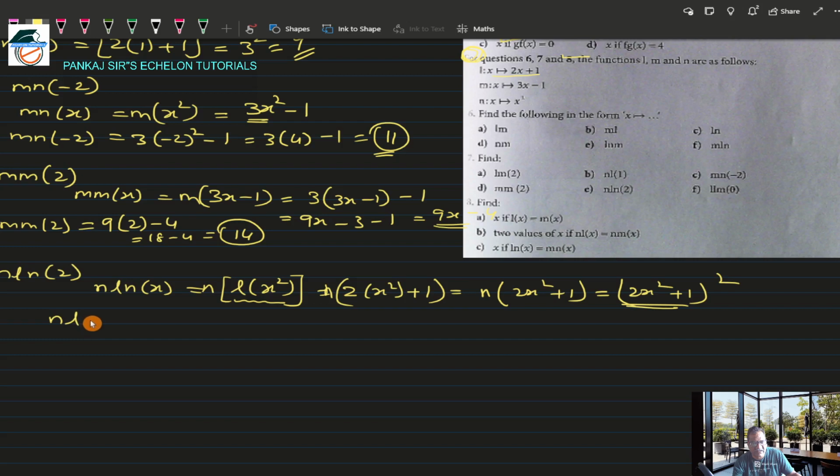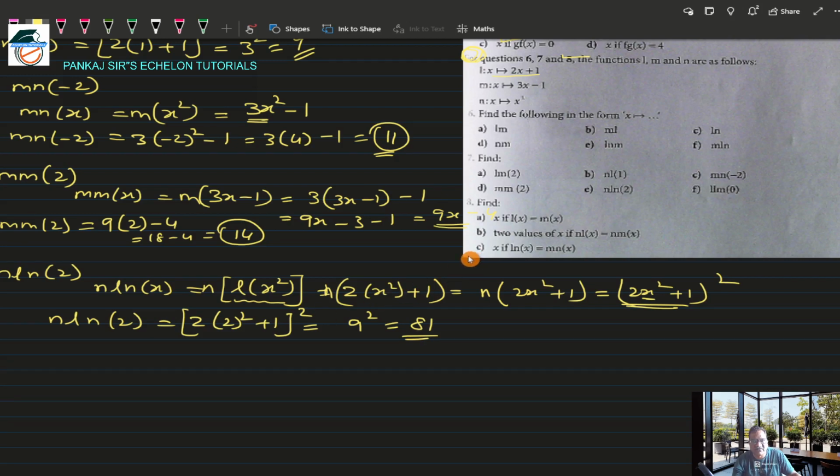Now if you want to find out NLN of 2, you have to plug in the value 2 for this x. So it will become 2 into 2 square plus 1, the whole square. And that should work out to 2 into 4, that is 8, plus 1, 9 square. So 81 should be the answer. Okay. So that completes question number 7. And let us quickly move to question number 8.